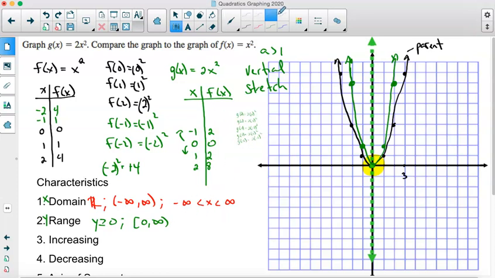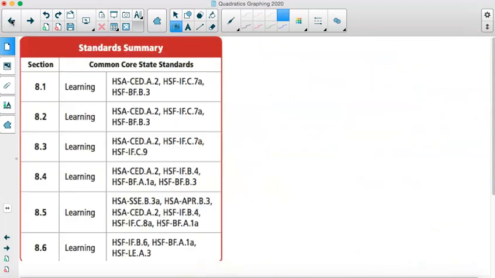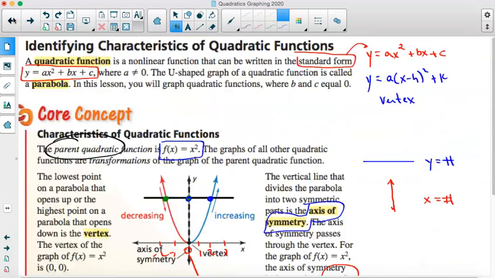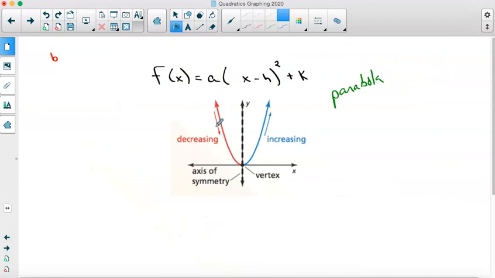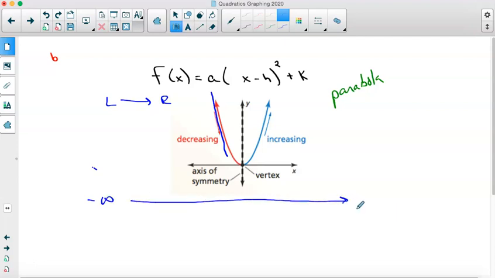All right, here's another one we have to talk about. Where is it increasing? I'm going to go back a few slides here. If you look at the slide, it says decreasing. You always read a book from left to right, and you read the graph from left to right. So as you're moving left to right, your x values are increasing from negative infinity all the way to positive infinity. That's what's happening as you move left to right.